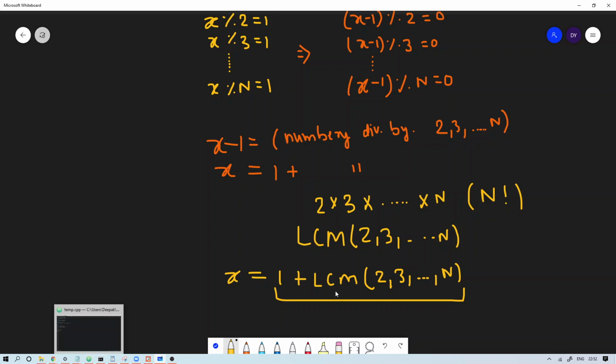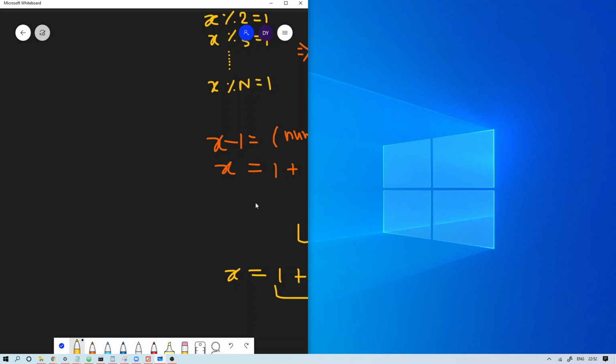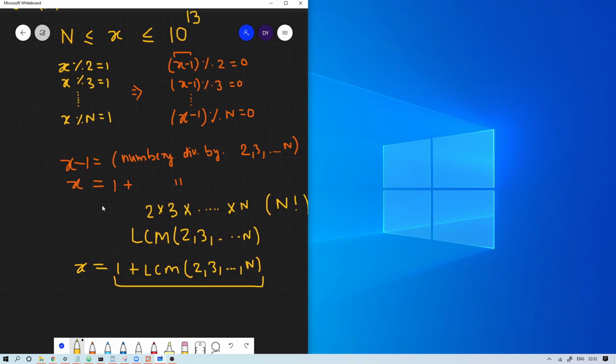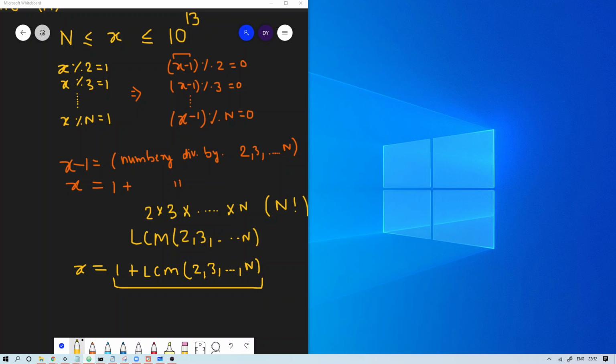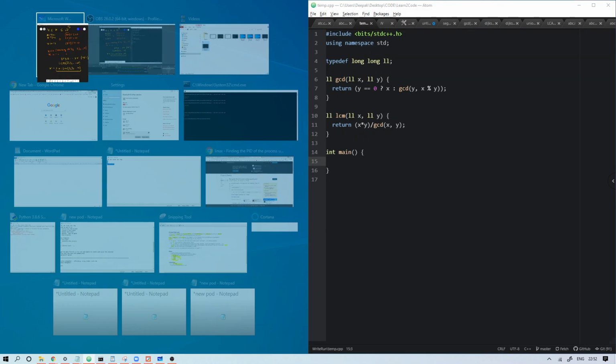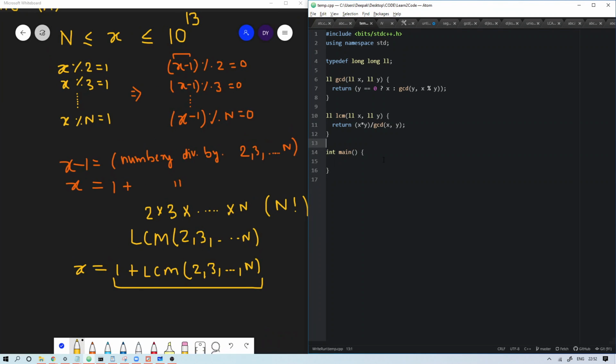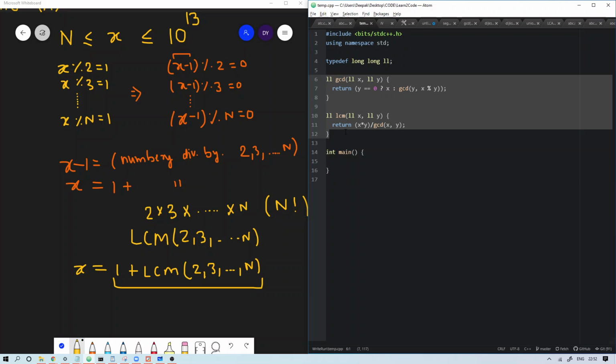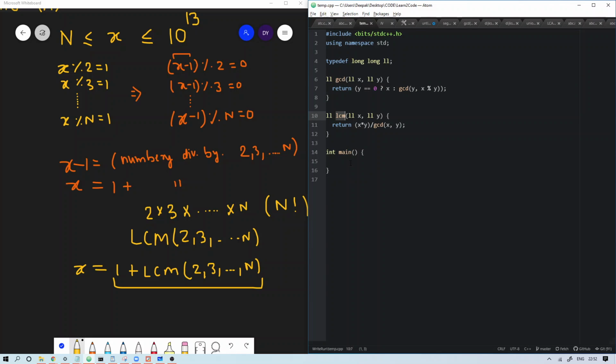So let us write code for this. I will keep it here for reference. Okay, so I already have two functions written over here, the GCD and the LCM function, and the only input in the problem is number n. Now we have to find the LCM of all the numbers from 2 to n.